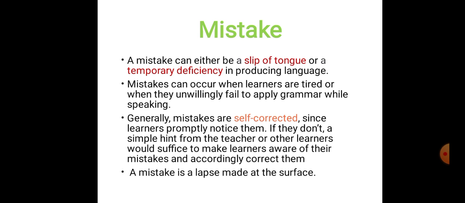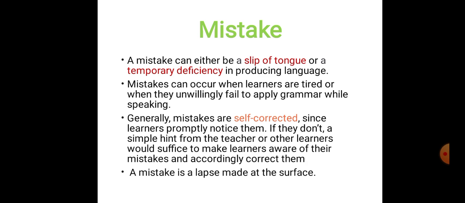Actually, a mistake can be either a slip of tongue or a temporary deficiency in producing language. It is just a slip of tongue or a temporary deficiency in producing language. Just focus on these two things. Mistakes can occur when learners are tired or when they unwillingly fail to apply grammar while speaking.